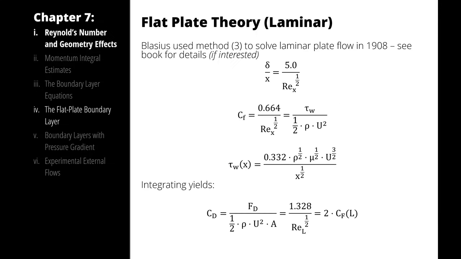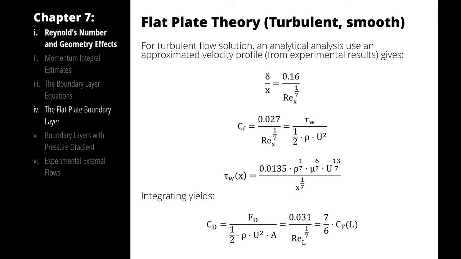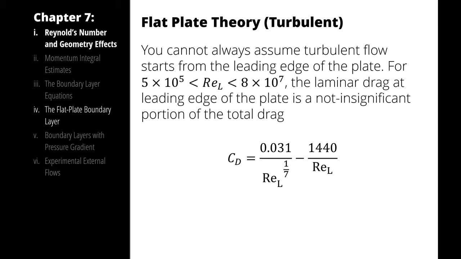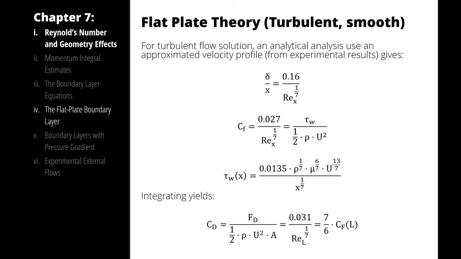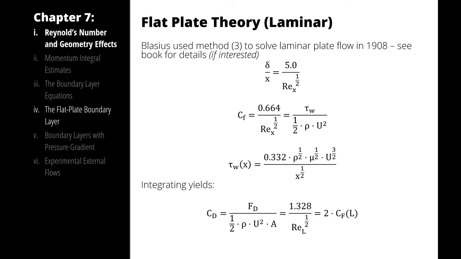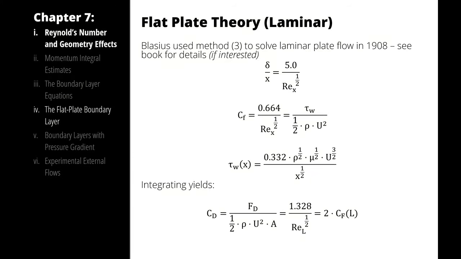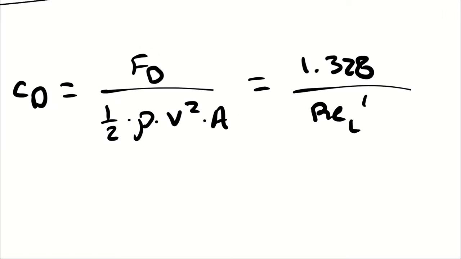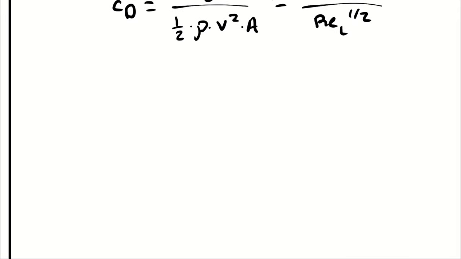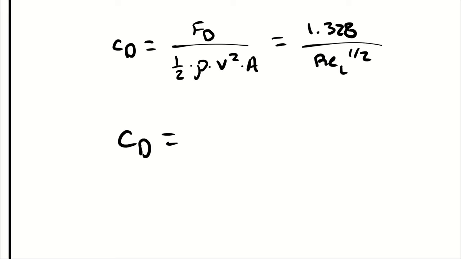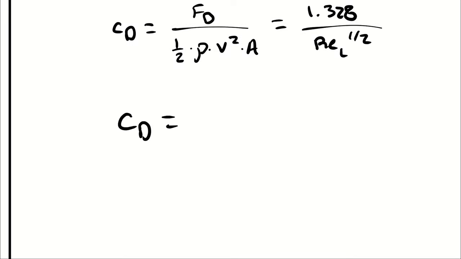Then for our drag force, we're going to be using the flat plate theory. Remember that we have three equations. We have laminar flow across the entire plate, turbulent flow across the entire plate for smooth plates, and then flow that transitions from laminar to turbulent. We want the laminar form, which means that we're going to be using coefficient of drag equal to drag force divided by 1/2 times density times the free stream velocity squared times the area, and that's equal to 1.328 divided by the Reynolds number with respect to length to the 1/2 power. So we're taking the second half of that equation to calculate coefficient of drag.